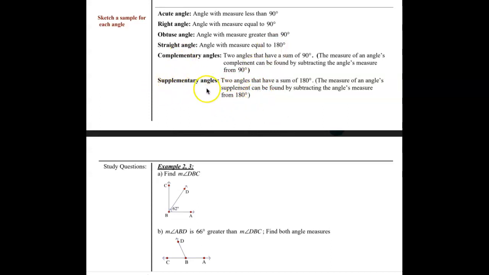So anyhow, supplementary angles, two angles that have a sum of 180, maybe one of them's 100 degrees and one of them's 80 degrees. Any two angles, if their total sum is 180, they're supplementary.